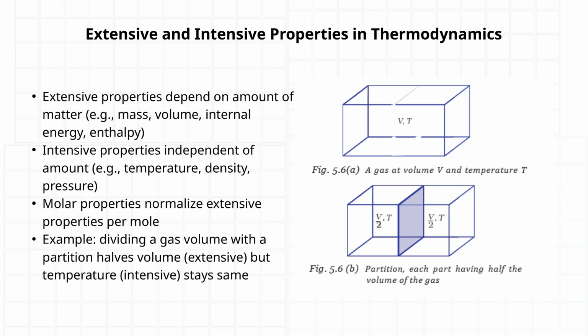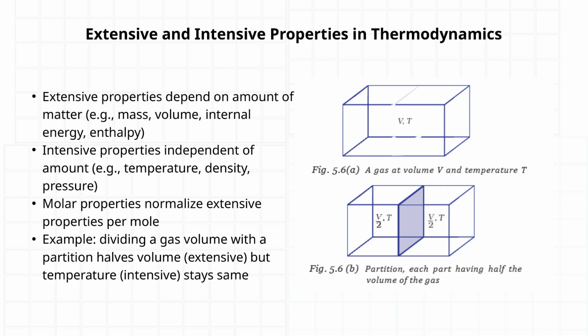For example, looking at figure 5.6, you see a gas occupying volume V at temperature T. If we divide this container using a partition into two halves, each half now contains volume V/2, meaning volume, an extensive property, changed because it depends on the amount of gas. However, the temperature, an intensive property, remains exactly the same in both halves.